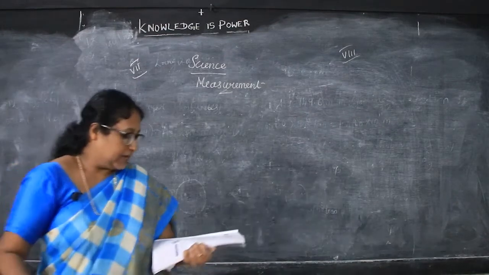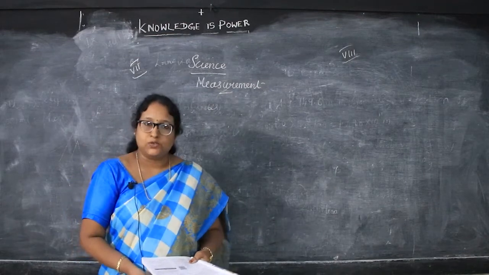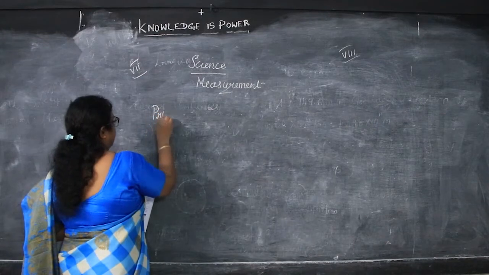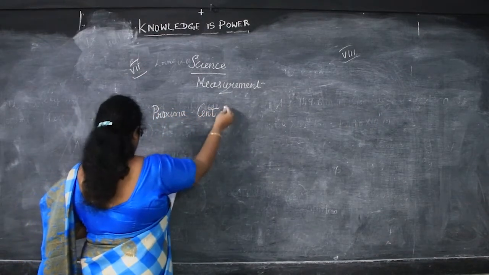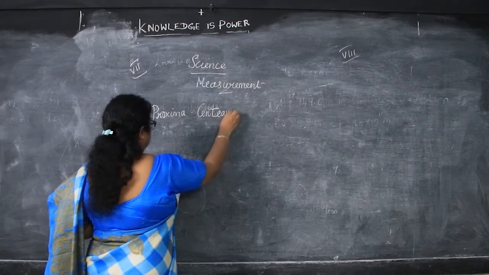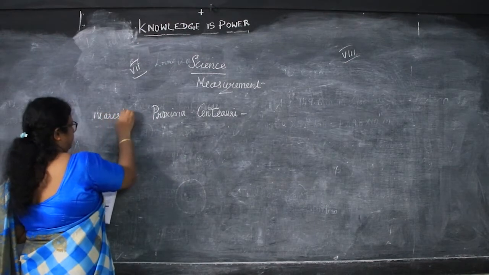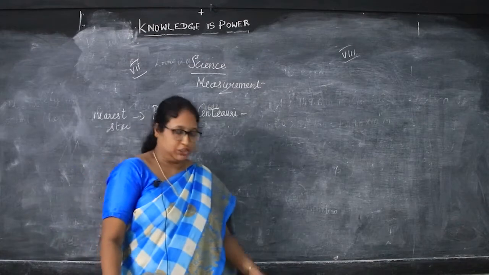Now, light year. The nearest star to our solar system is Proxima Centauri. What is it called? Proxima Centauri. It is the nearest star to our planet.